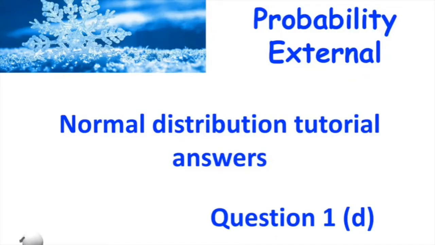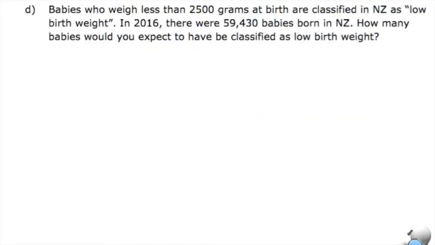Here's the answer to question 1D. So we have still got our same mean and standard deviation, and we are told that babies that weigh less than 2,500 grams are classified as low birth weight. So in 2016, there were 59,430 babies born, and we asked how many of these would we expect to be classified as low birth weight.